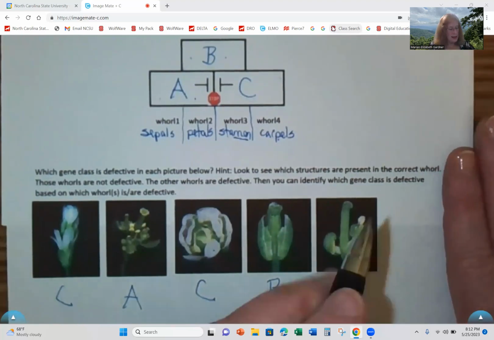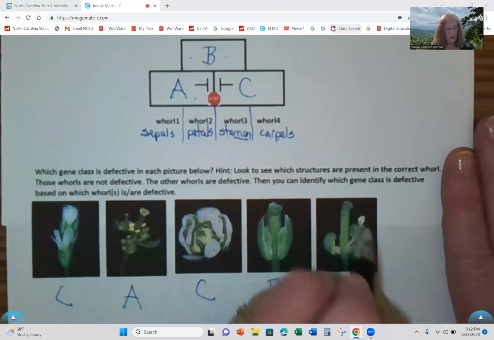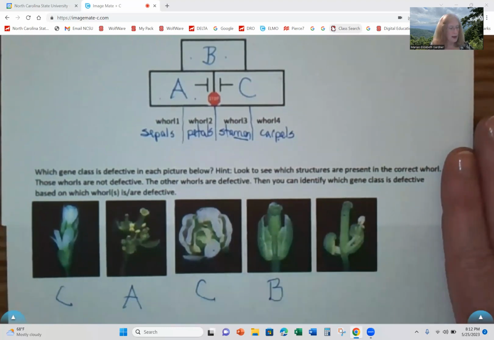And let's look at this last one. That's a nice big carpel. And here we have a stamen. Now this flower, we just don't see all of the parts. We clearly don't have normal sepals or petals. Looks like that's some sort of abnormal structure. So this is an A-class mutant.